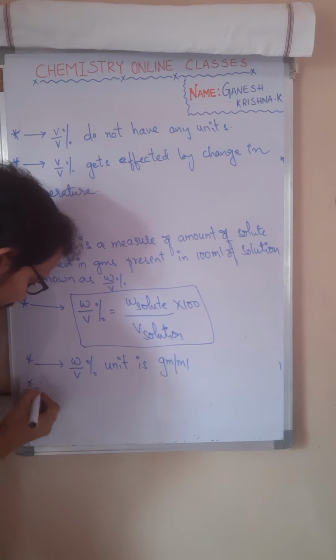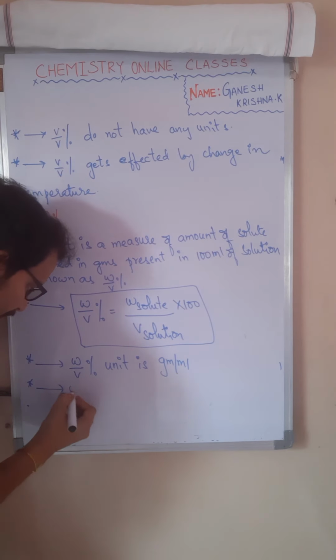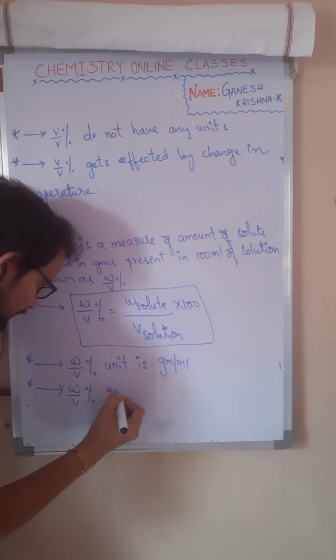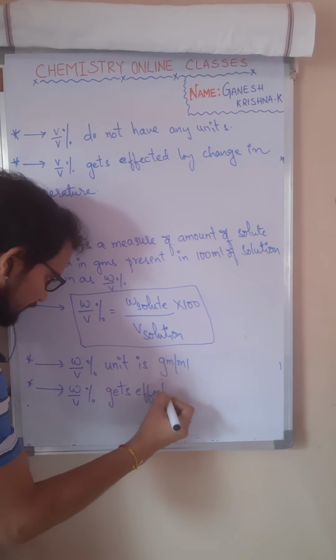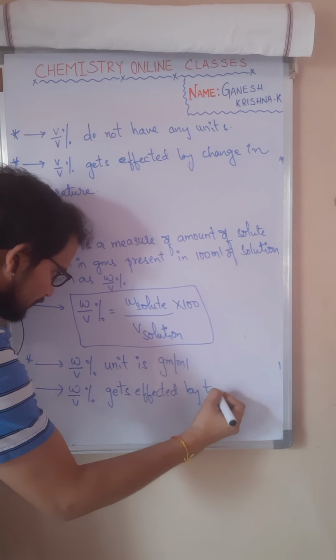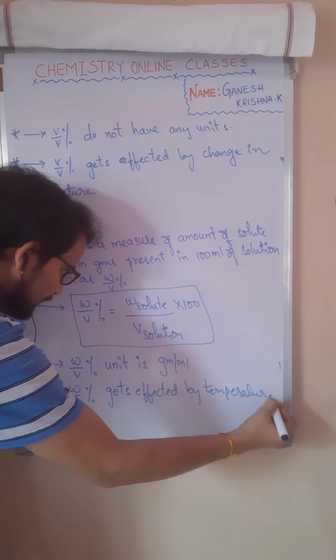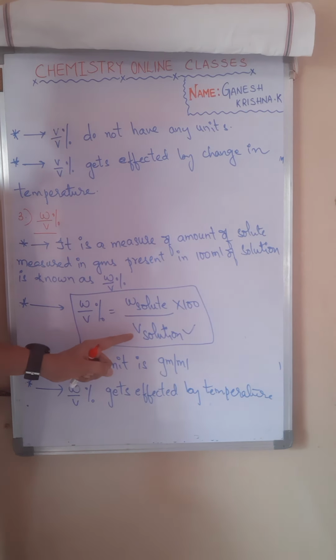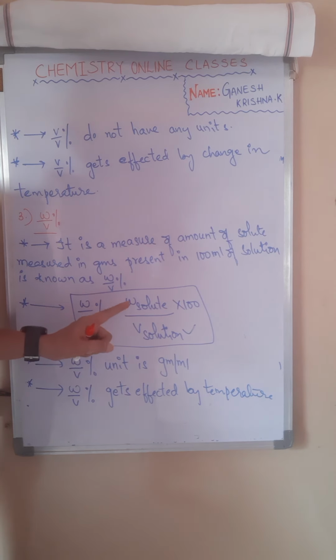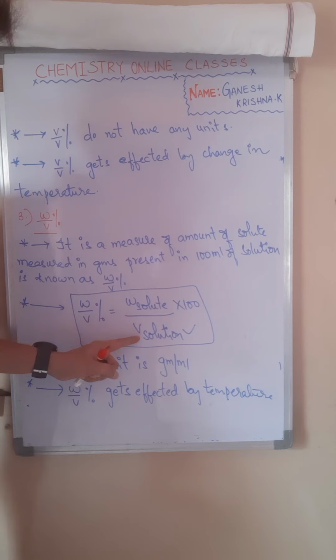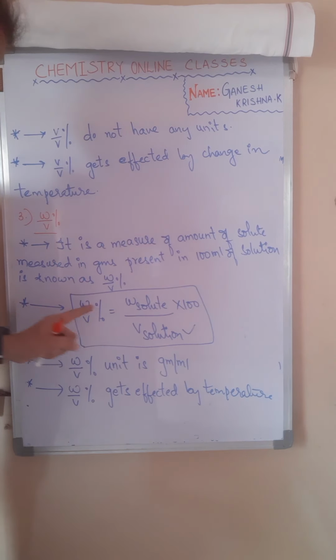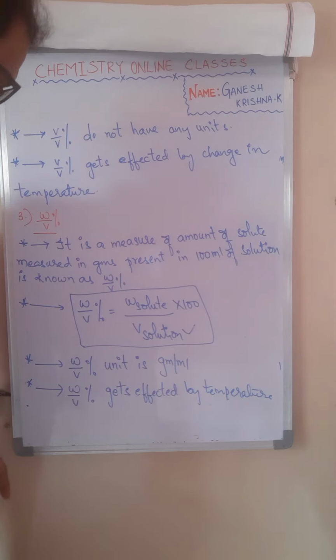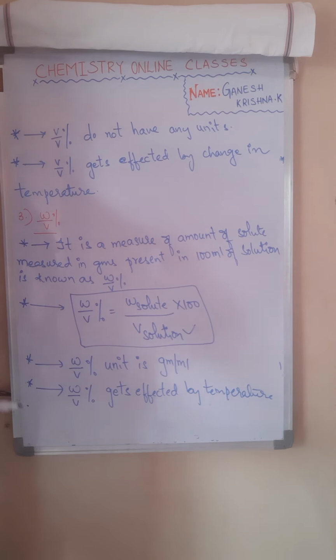Right. Next, does this get affected by the temperature? Yes. Weight by volume percentage gets affected by temperature. Why does it get affected by temperature? Because in this mathematical expression, you can see a volume term is there, and volume is going to get affected with the change in temperature. Whereas weight will not change with the increase or decrease of temperature, but the volume of the substance expands or contracts with the increase or decrease of temperature, so automatically the total value changes, and the weight by volume percentage changes. Okay, right. So this is the third concentration term, that is weight by volume percentage.